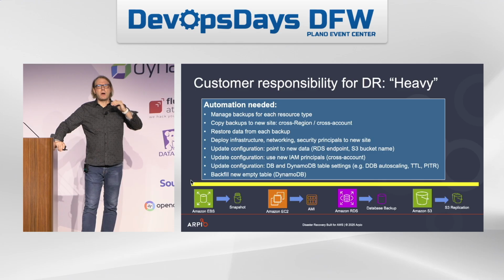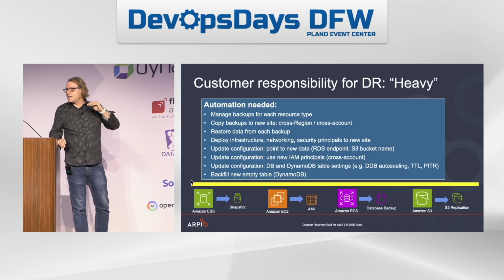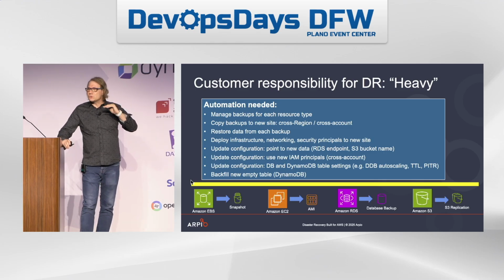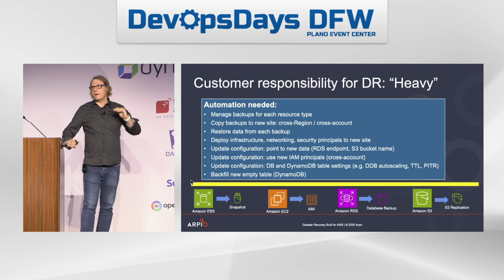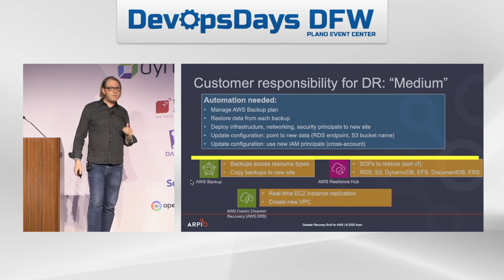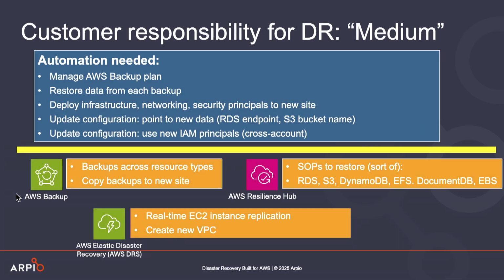So let's see if we can move the bar up, because we want to move that bar up, right? The whole point is we want a customer to have less responsibility here and offload that responsibility. So we move that bar up, and now we're making use of services like AWS Backup or Elastic Disaster Recovery.